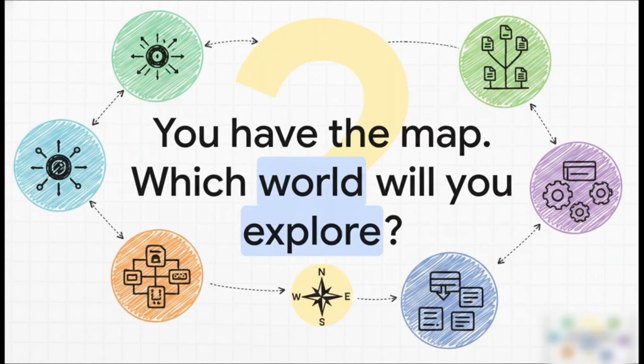So there you have it. We've built our mental model. You know that the kernel is the core, the file system is one giant tree, and the distributions are just different packages built for different people. You have the map. The only question left is, which world will you explore first?